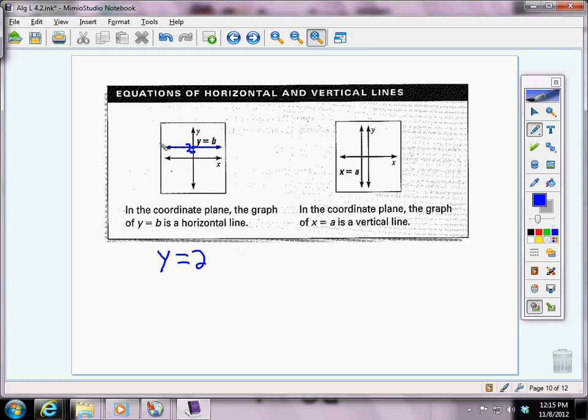A horizontal line means that every single y value is going to be 2. It could be the point 1, 2, it could be the point 10, 2, it could be the point negative 7, 2. But y is always going to be 2. The same thing is true over here for our vertical line.